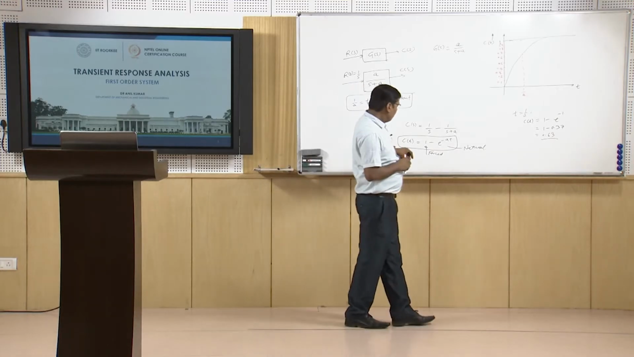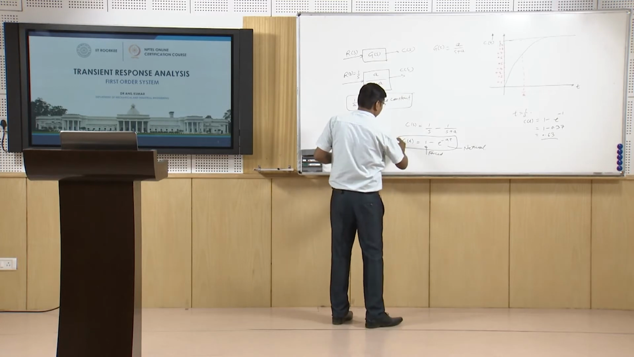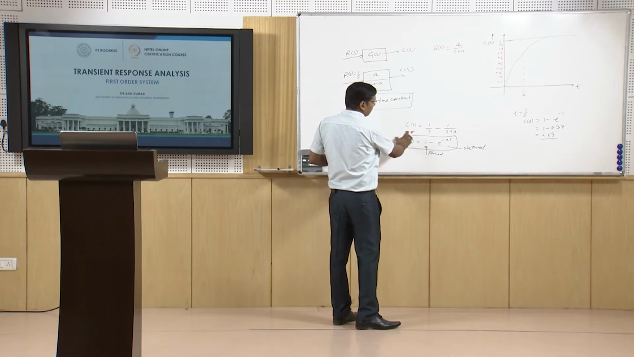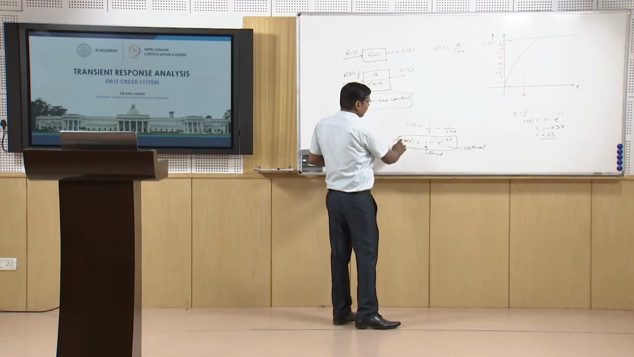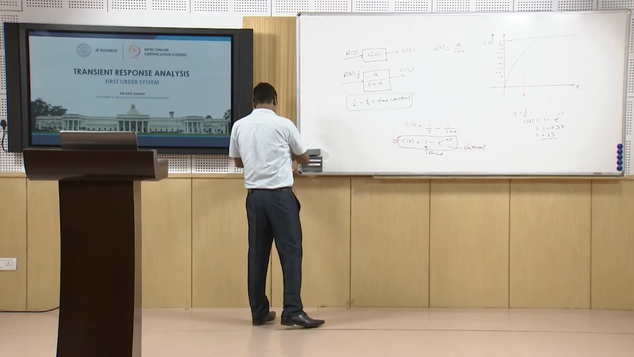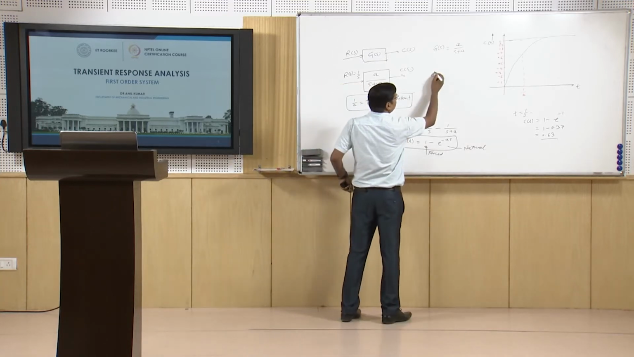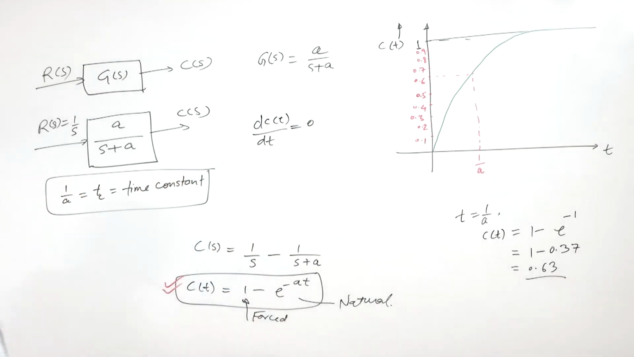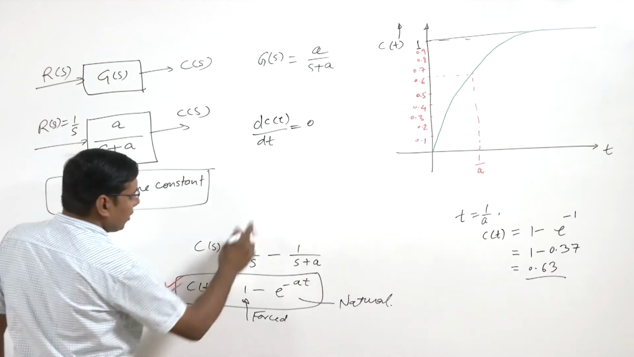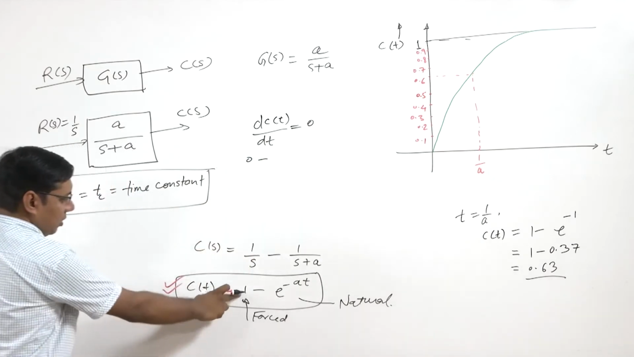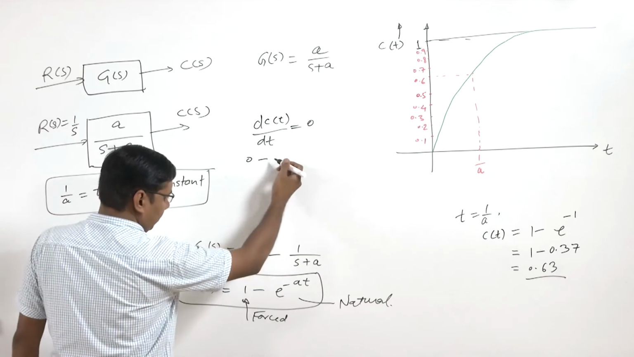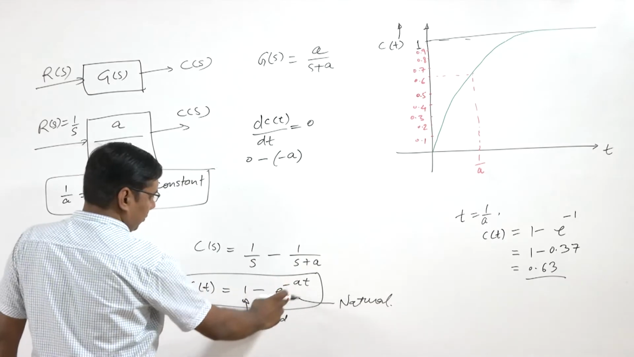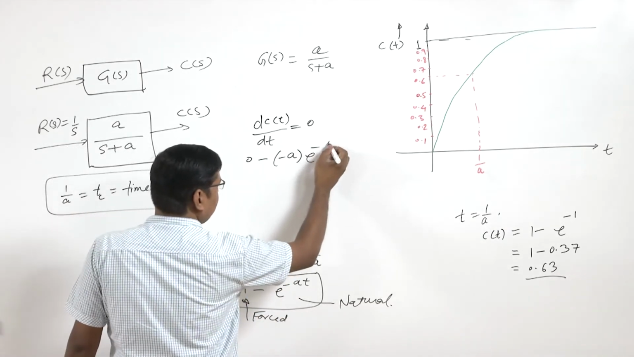Now, how can we find the value of the time constant? So, let us take dc(t) by dt equal to 0. If we take dc(t) by dt, what are we getting? We are getting 0 because this is a constant term, minus a into e power minus at.